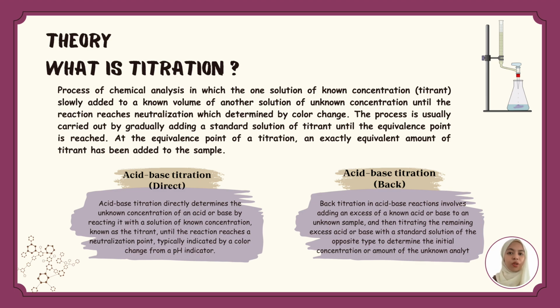The first one is acid-base titration, direct. Acid-base titration directly determines the unknown concentration of an acid or base by reacting with a solution of known concentration, known as the titrant, until the reaction reaches a neutralization point, typically indicated by a color change from a pH indicator. Next is acid-base titration, back. Back titration in an acid-base reaction involves adding an excess of a known base or acid to an unknown sample, and then titrating the remaining excess acid or base with a standard solution of the opposite type to determine the initial concentration or amount of the unknown analyte.